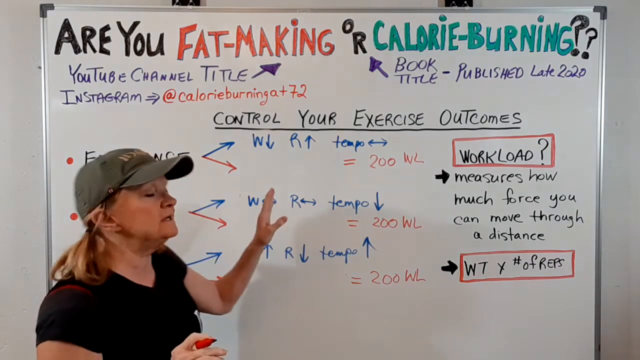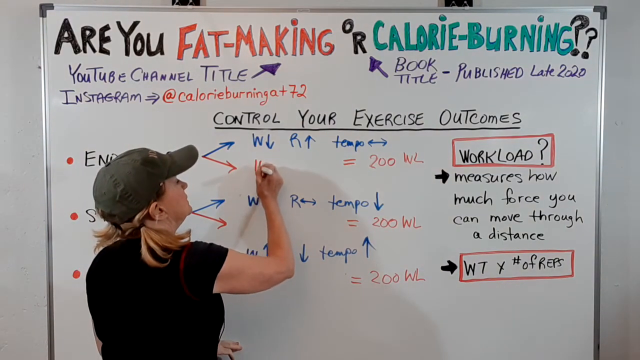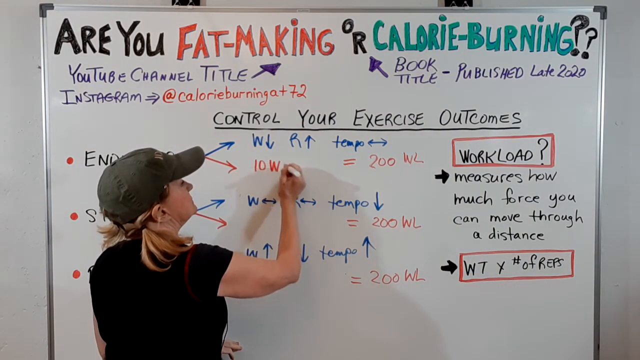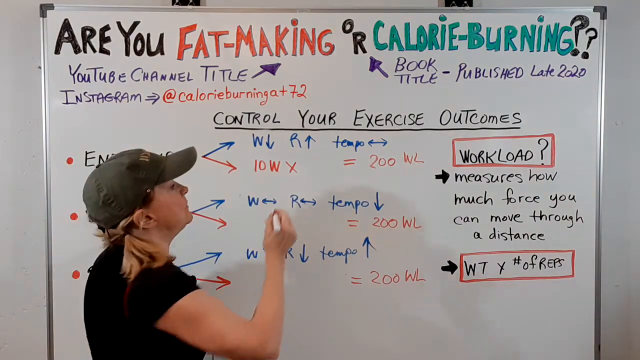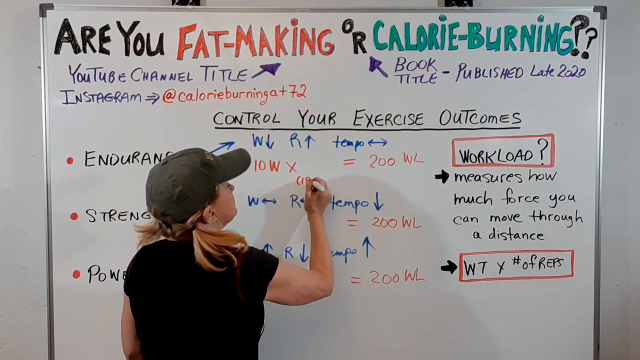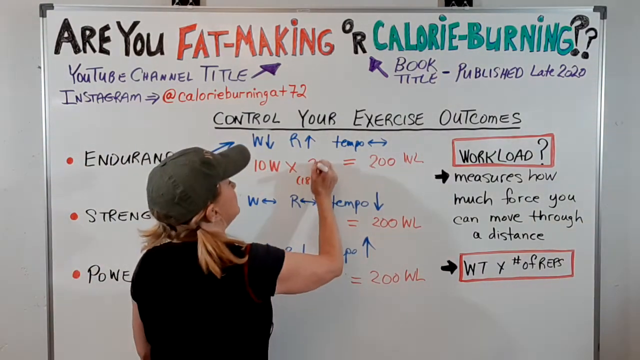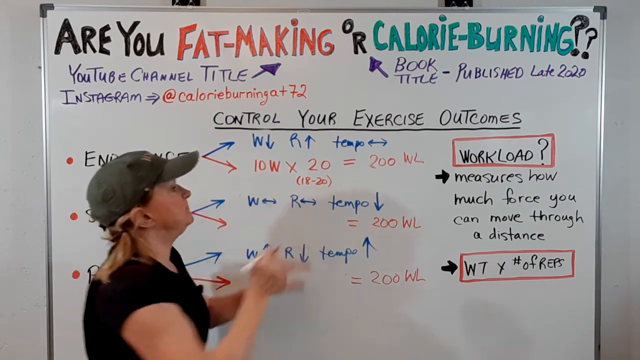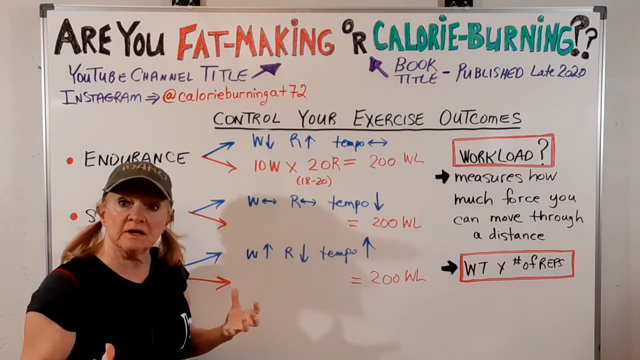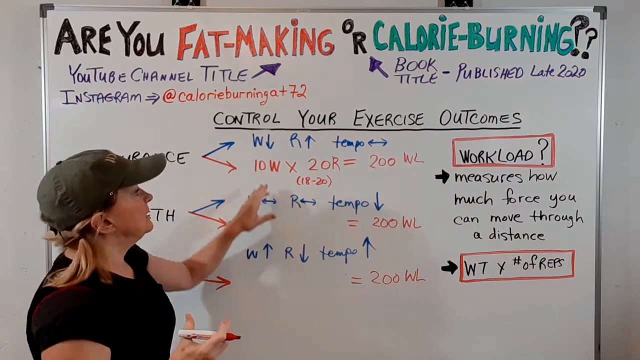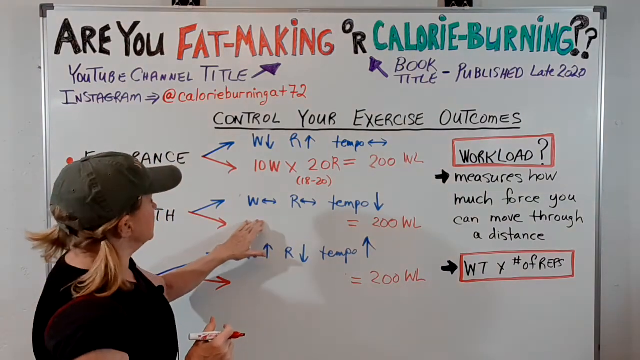So what we'll do here is we're going to use a low weight. And we'll use, let's say, 10 pounds. And we're going to use high reps. And when I say high reps, it's usually maybe between 18 and 20. But let's, just for even numbers, we're going to pick 20. So 10 times 20 is a 200 workload, right? Low weight, high reps.